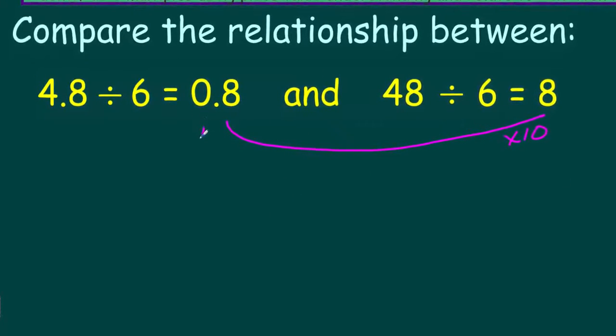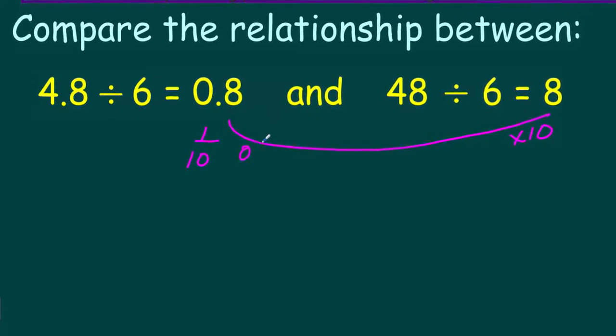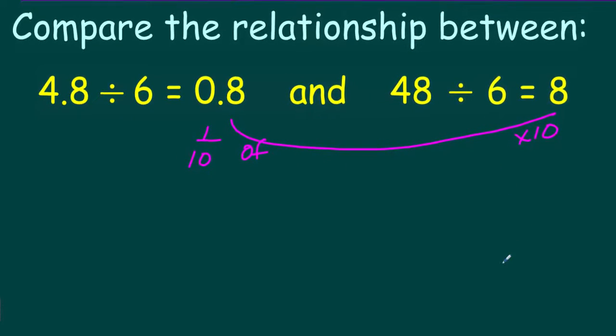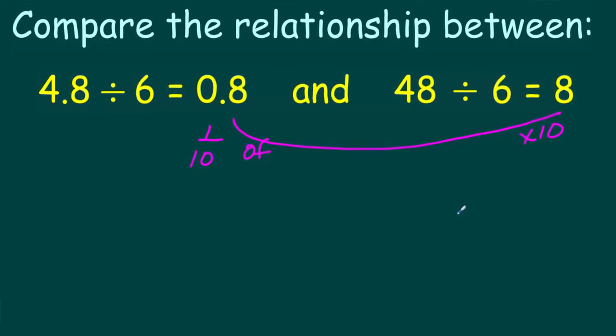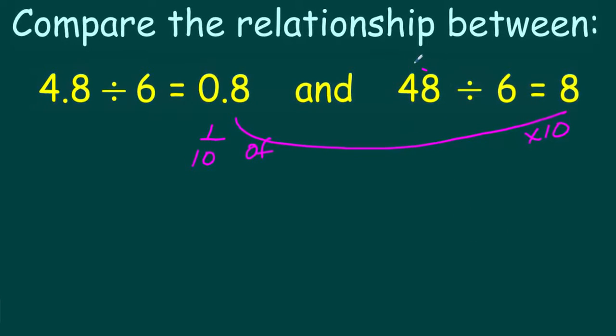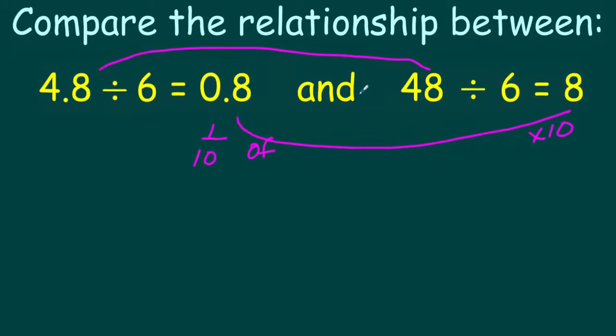And then this would be 1 tenth of the value of our 8 over here. Also, look at this, 48 here would be 10 times greater than the 4.8. Again, this is left with 1 tenth of your value, whereas the 48 is 10 times greater. See, the digits are all the same. You know, the digits are exactly the same.